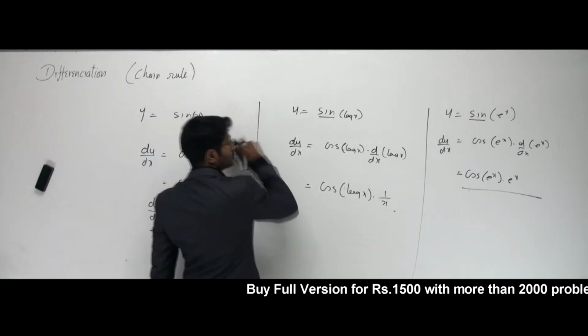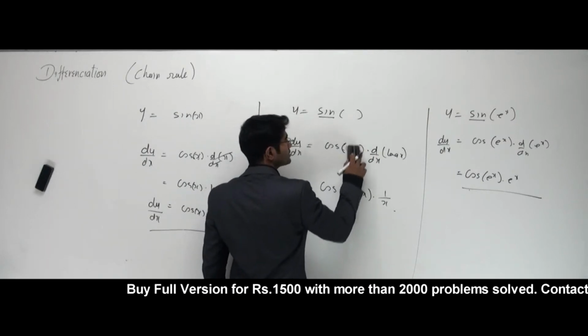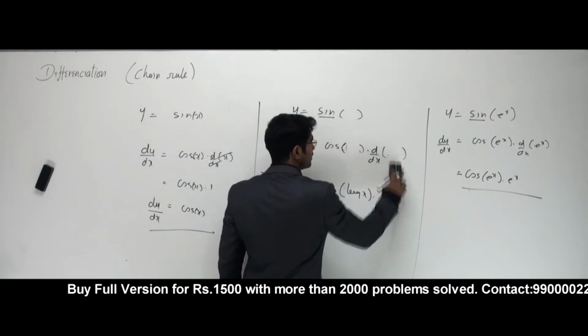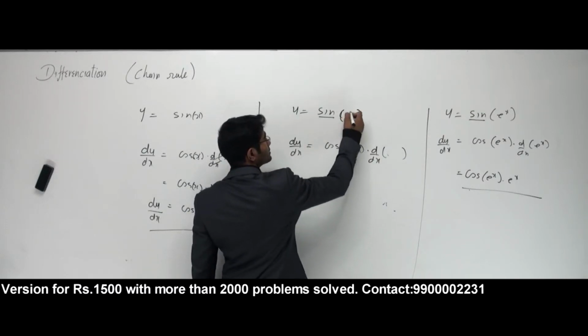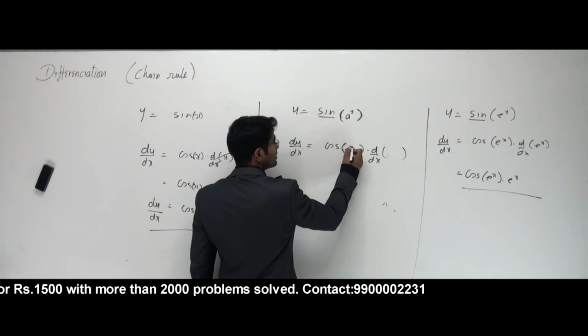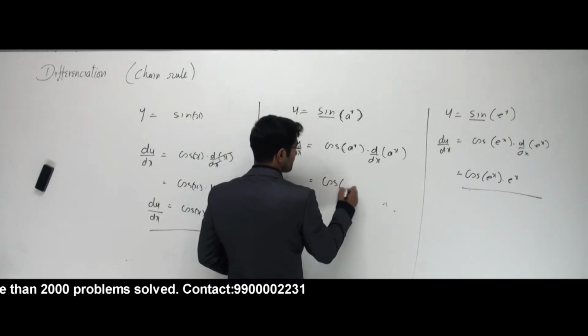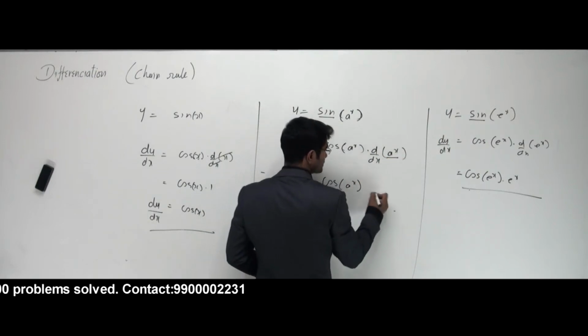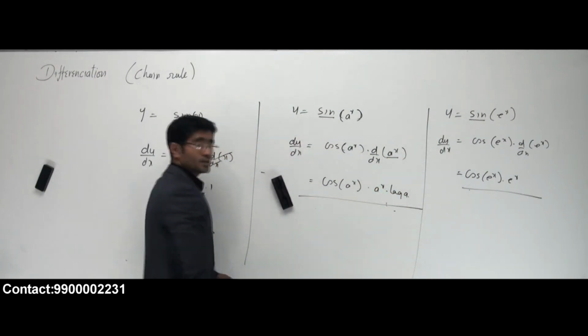Now what if I change this, not to log x, but something else? Let's write a power x. So it's a power x, and I get cos of a power x. And how do you differentiate a power x? That is a power x into log a. That's all about it. So now we understand.